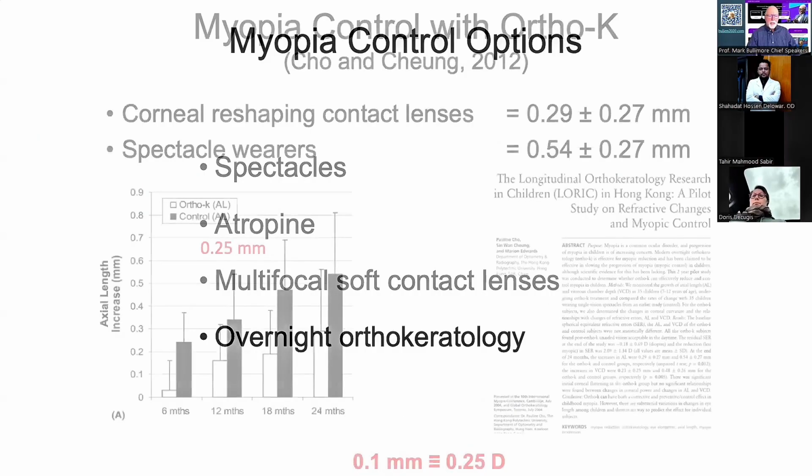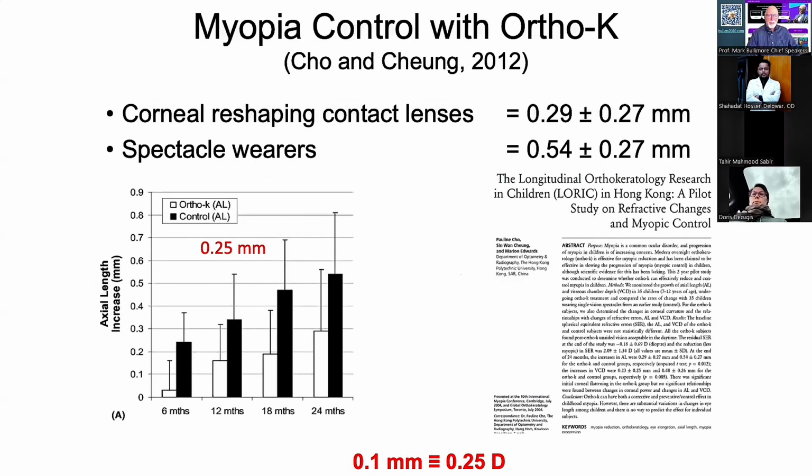So going back in time, and it seems a long time ago, but it was only about 13 years ago, Pauline Cho and colleague published the first study that really demonstrated the effect of slowing of axial elongation with overnight orthokeratology. And over a 2-year period, the children wearing overnight ortho-K elongated by about a quarter millimeter less than the spectacle lens wearers. And again, if you look at the graphs on the left, you can see that most of the benefit actually occurs in the first 6 months.